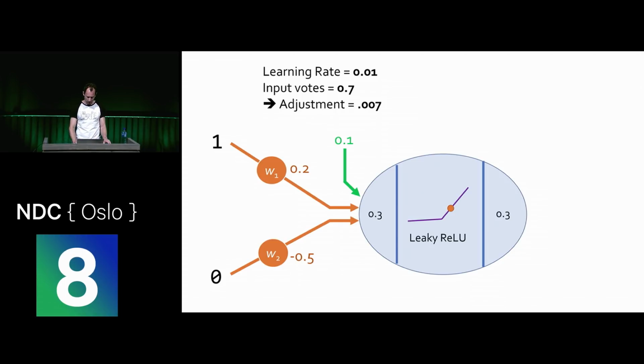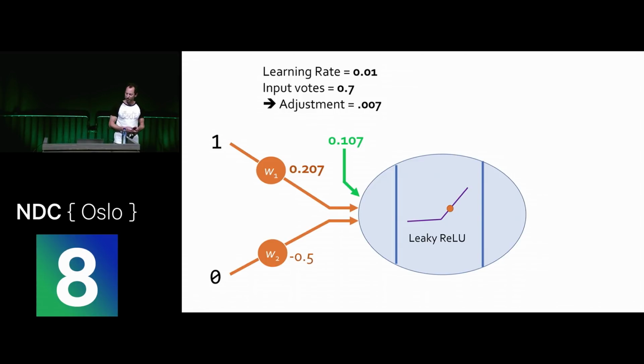So now we take that bias of 0.1, that now becomes 0.107, we add it to that, and we also add it to this weight here, which now becomes 0.207. The second weight, however, you notice I've not made any adjustment to that at all. Why not? Why haven't I adjusted that weight? Exactly, it doesn't change the output. And why doesn't it change the output? Because this is 0. It gets multiplied by 0.